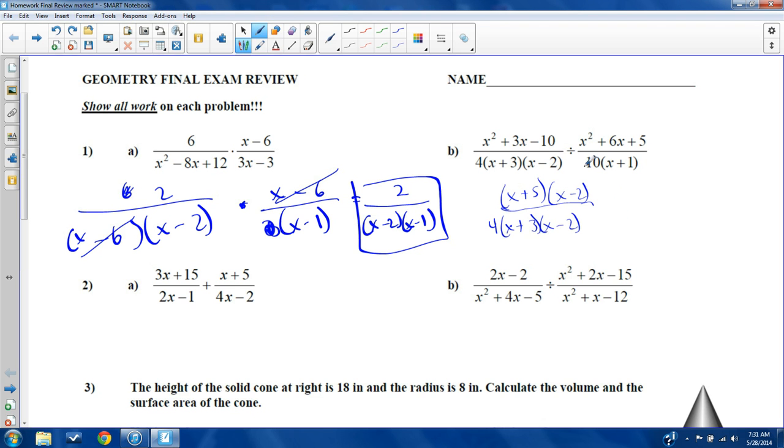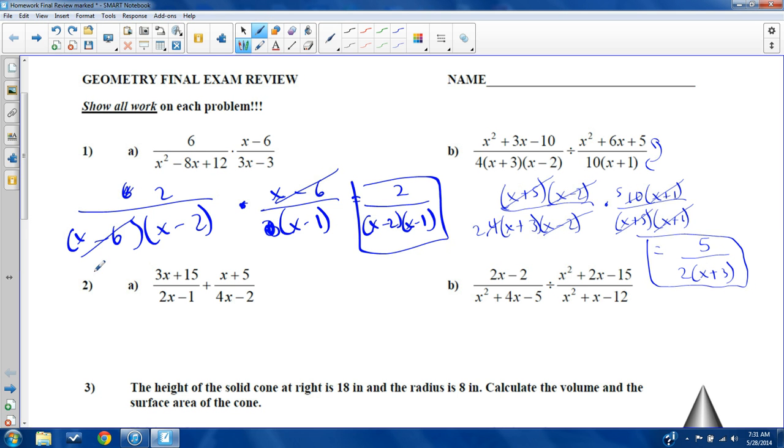Okay, division is multiplying by a reciprocal. So when I divide here, it's the same as multiplying across by 10 times x plus 1, taking the reciprocal, flipping these values, over x plus 5 times x plus 1. Okay, x plus 1's cancel, x plus 5's cancel, x minus 2's cancel. 10 over 4 is the same as 5 over 2. So what I'm left with is 5 on top over 2 times x plus 3. It's as simple as I can get that one.